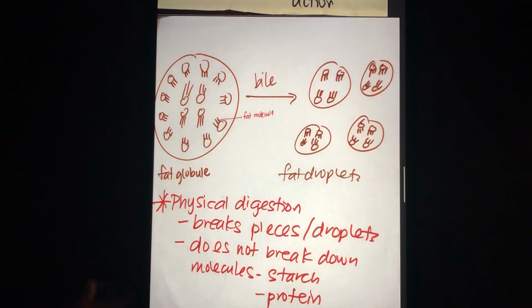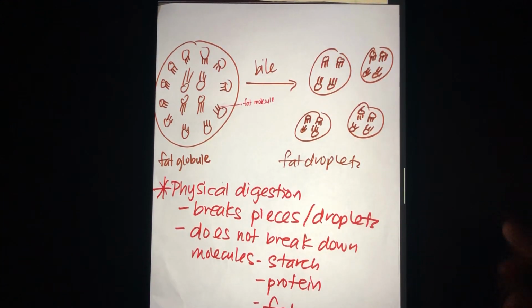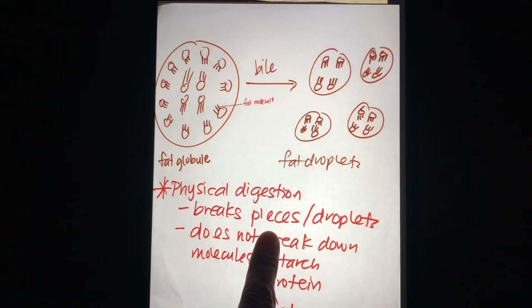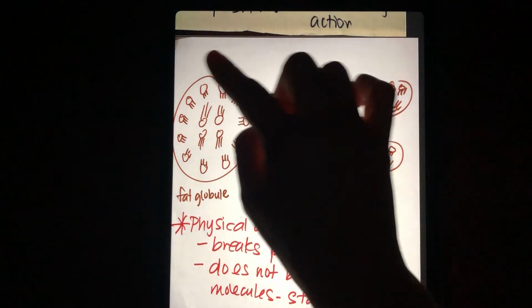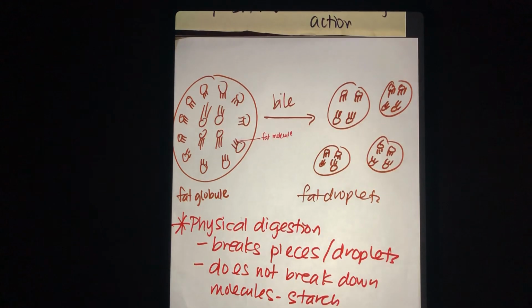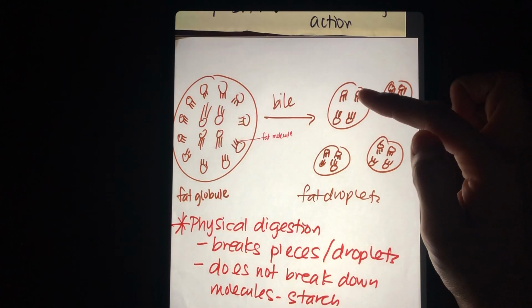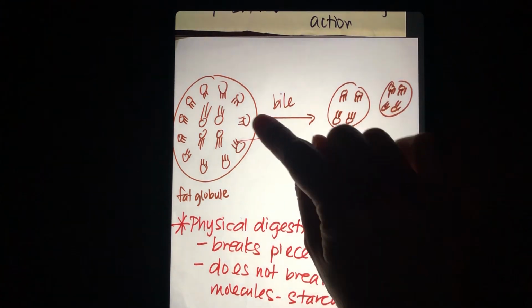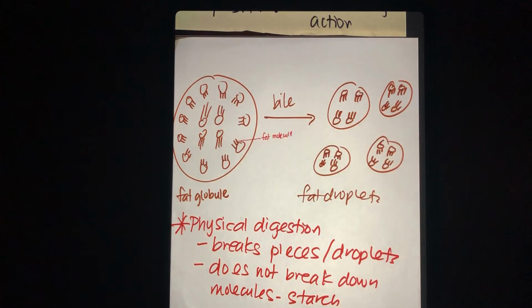Please take note that during physical digestion, it's just a breakdown of pieces and droplets, but not of the molecules. If I were to use the fat globule as an example, you've got the fat globule with the fat molecules inside. I know I drew the fat molecules a little bit smaller, but they are the same. You've got the glycerol and 3 fatty acids.